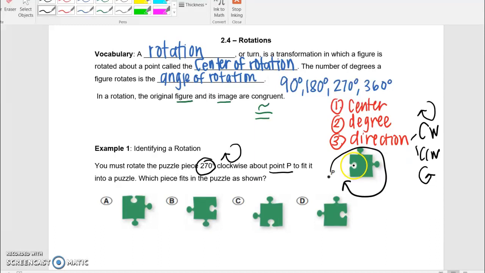So this open spot is going to help us decide which of our four options get us to that 270-degree rotation. So this open puzzle piece is going to turn 90 degrees, another 90 for 180, and then it's going to end up on the bottom, and that is our option C. So let's fill that in, and now we're going to move on.